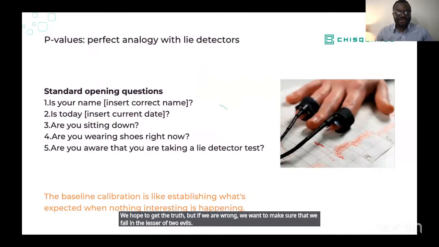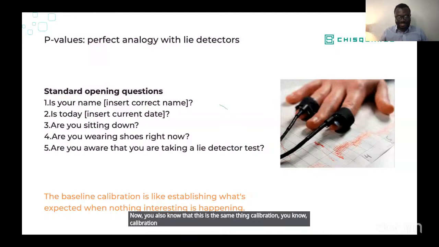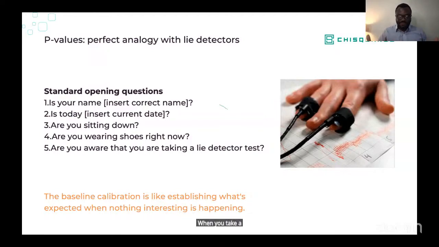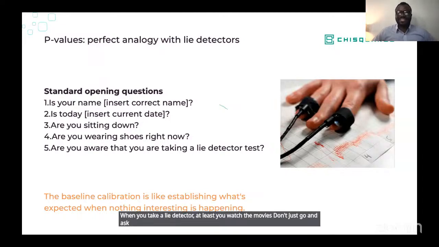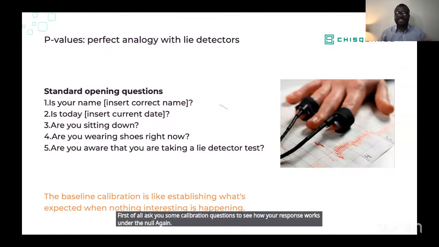Now, you also know that this is the same thing, calibration occurs with lie detectors. When you take a lie detector, at least if you watch the movies, they don't just go and ask you, oh, did you steal that money? No. They first of all ask you some calibration questions to see how your response works under the null. Because again, everything in life takes place under the null.